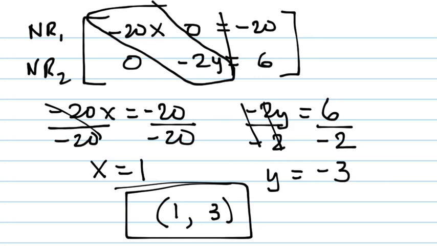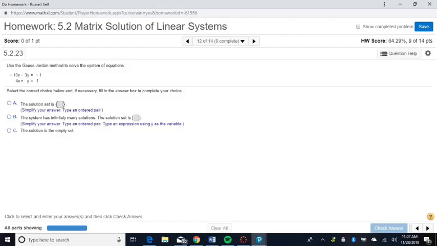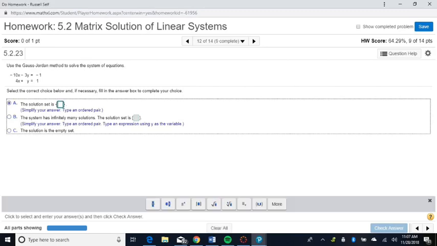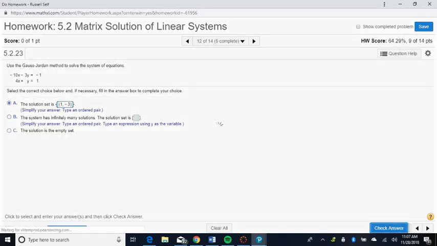So let's go back and type in that answer just to make sure that I have it right. So the solution set is, remember, it's an ordered pair, so it's got to be enclosed in parentheses. And what did we get? We got 1, comma, negative 3. Really got to learn how to write things down, huh? Okay? And we'll check our answer.